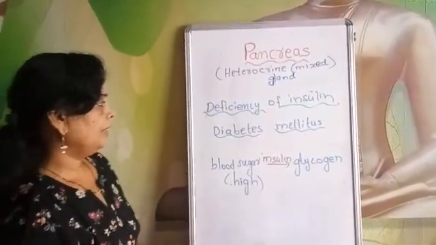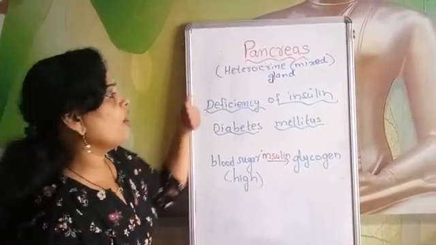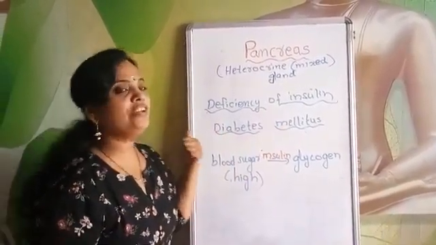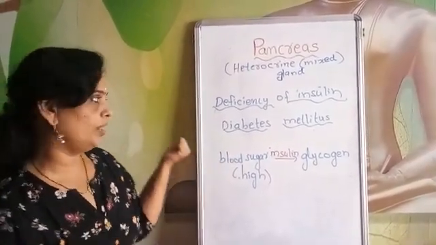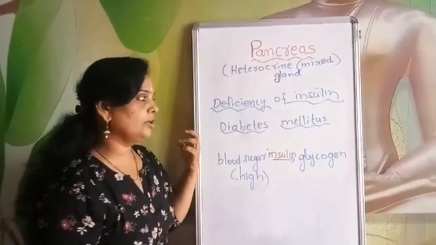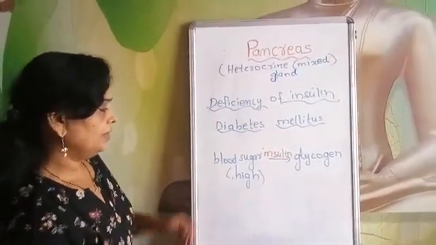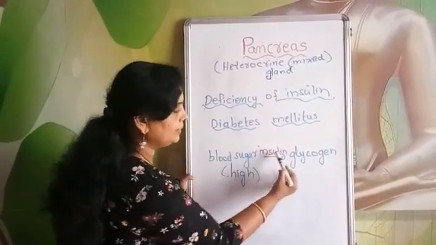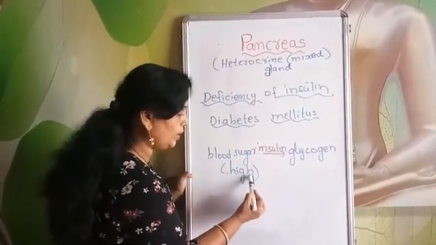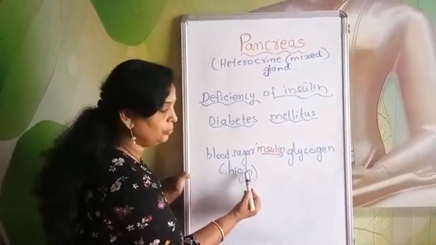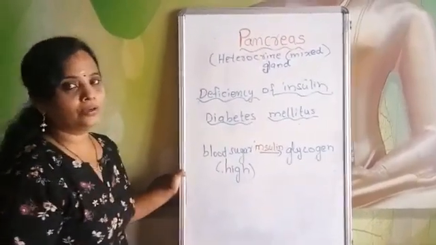So children, today we will learn about deficiency of insulin. That means if insulin is deficient, if it is not secreted in the required quantity, what kind of problems can we get? Now let us see the function once again. Whenever there is a high level of sugar or glucose in the blood, insulin converts it into glycogen.